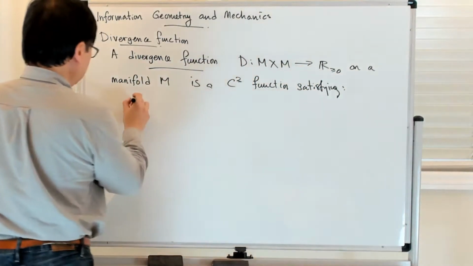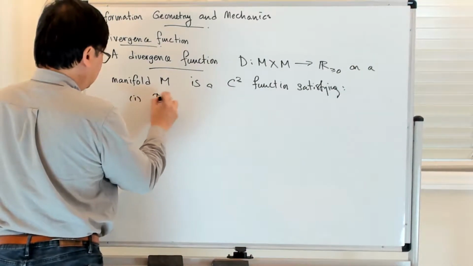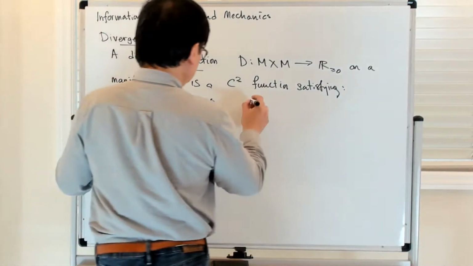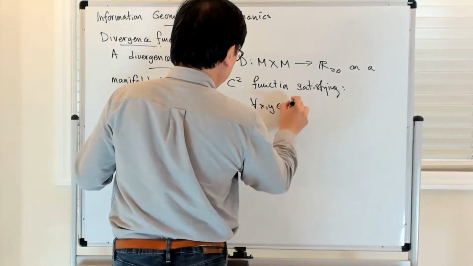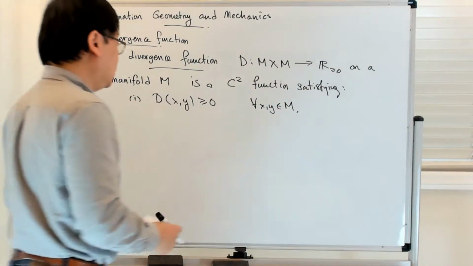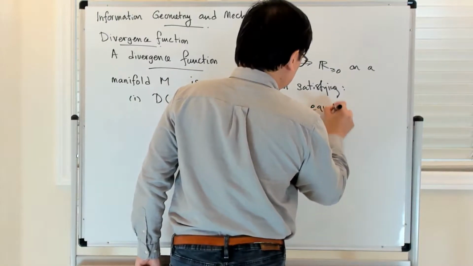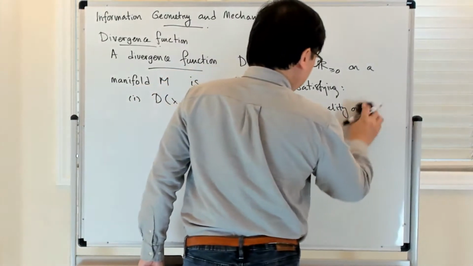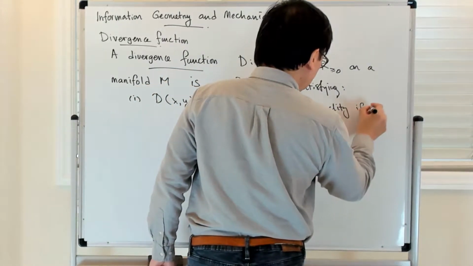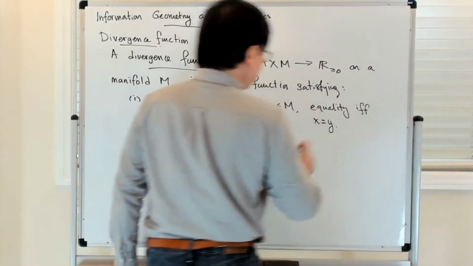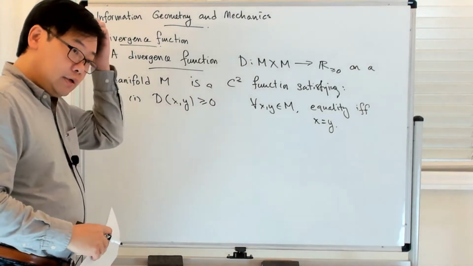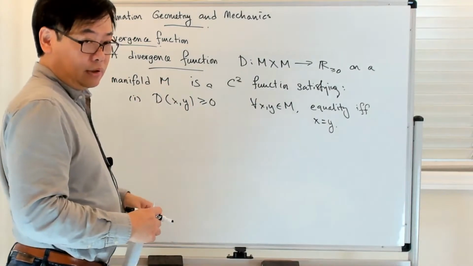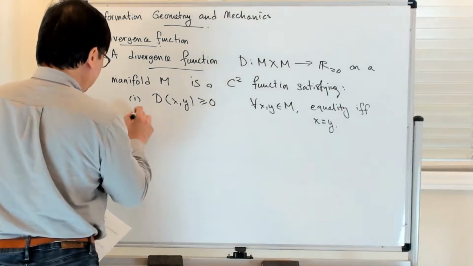Okay, the first of which is that the divergence function for any pair of points is greater than or equal to 0 for all x and y in M, and equality holds if and only if x is equal to y. So if x is equal to y, the divergence of those two points, which are the same point, is 0, and conversely, if the divergence is 0, those two points are the same.